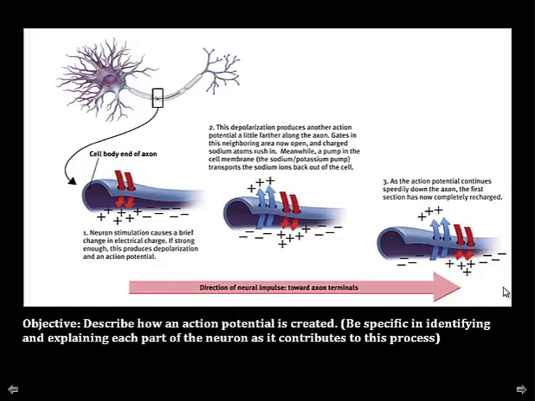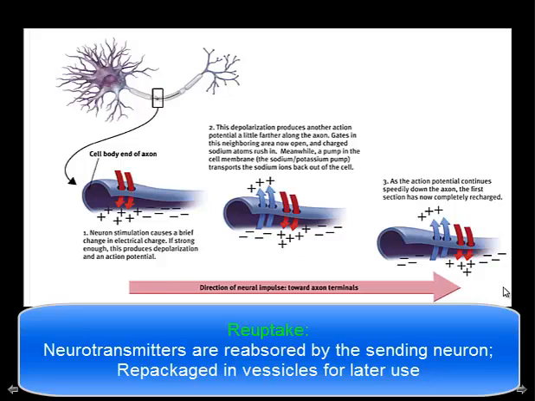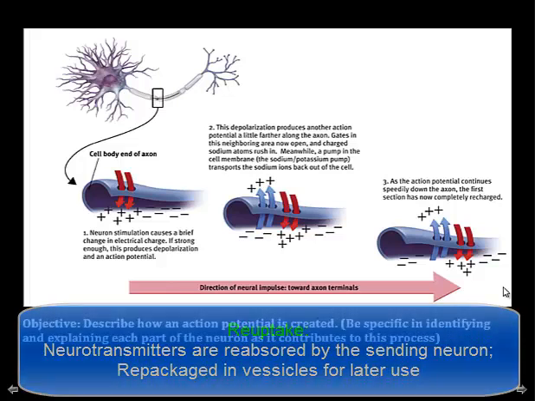Another part of the process of action potential is called reuptake. Remember that reuptake happens when the neurotransmitters are reabsorbed into the sending neuron and they're repackaged to be used again the next time that that neuron fires.